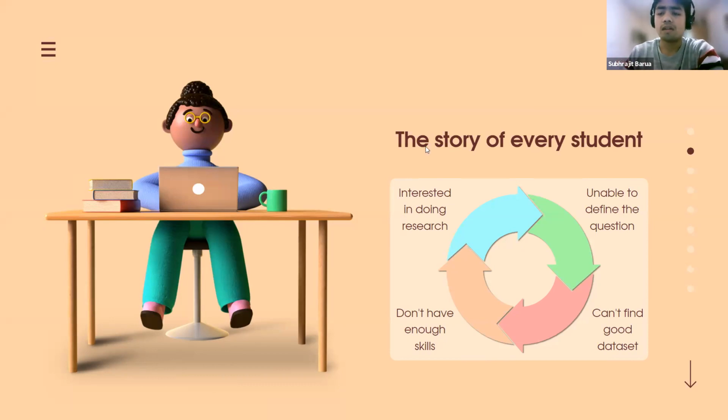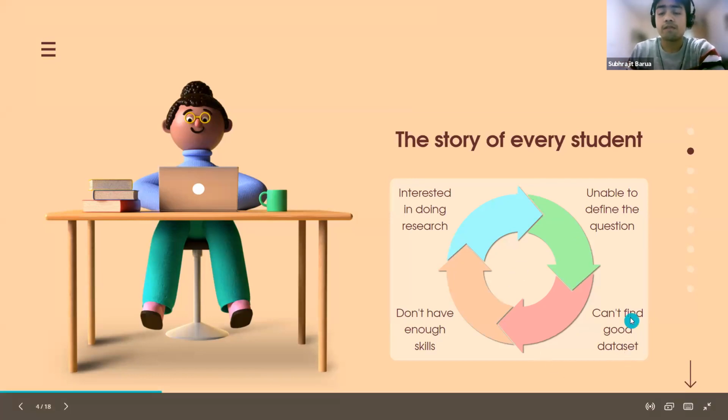So what are these barriers? Well, sometimes we are unable to define a proper research question which is of relevance and which would be appreciated by the scientific community, because the scientific community is so dynamic, it keeps on changing every day. So maybe we are not able to define the question as required.